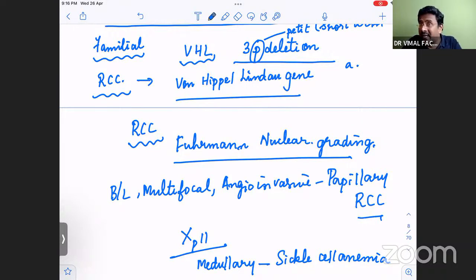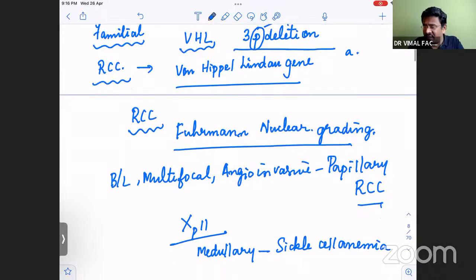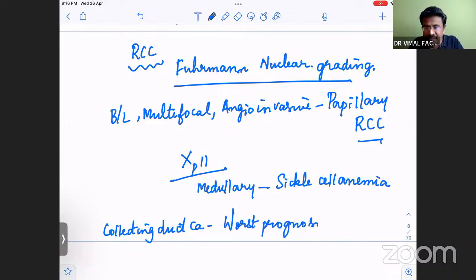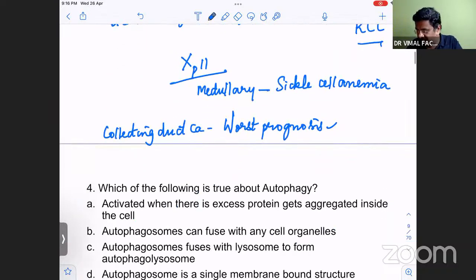Renal cell carcinoma and hepatocellular carcinoma are carcinomas with hematogenous spread. This is also a possible question which can be asked on renal cell carcinoma. Another question: renal cell carcinoma with worst prognosis. It is collecting duct carcinoma, the Bellini duct carcinoma, with the worst prognosis. Okay, so these are some of the MCQs which can be asked from RCC.